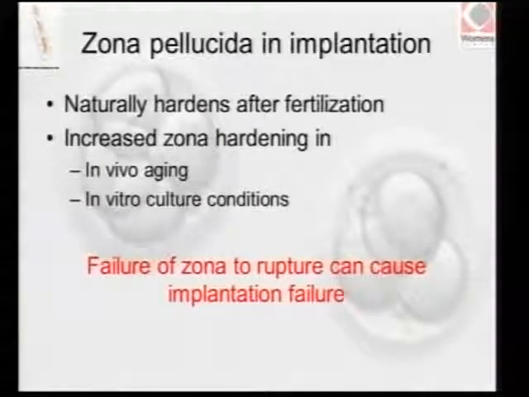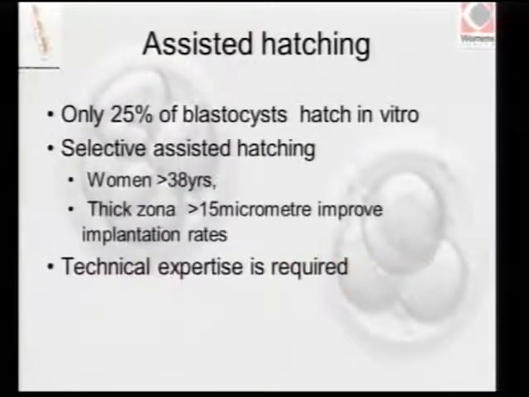So failure of the zona to rupture, it's like an eggshell, the shell has to open out and the embryo has to come out and implant. That failure of the zona to rupture can also cause an implantation failure. What can you do about it? There is a procedure called assisted hatching, where only 25% of the blastocysts hatch in vitro, the rest of them will not hatch in vitro, and you do not actually put in a hatched blastocyst. You usually put in a blastocyst which is not hatched.